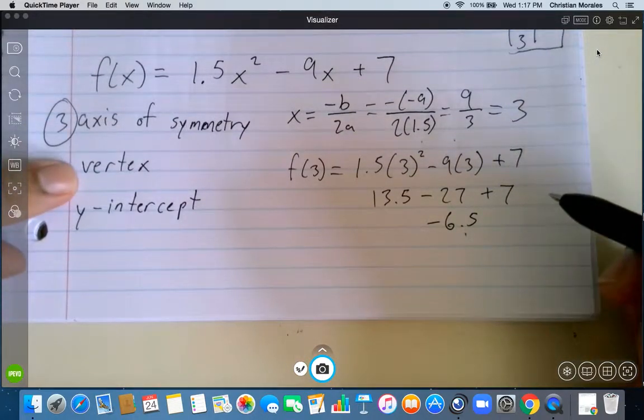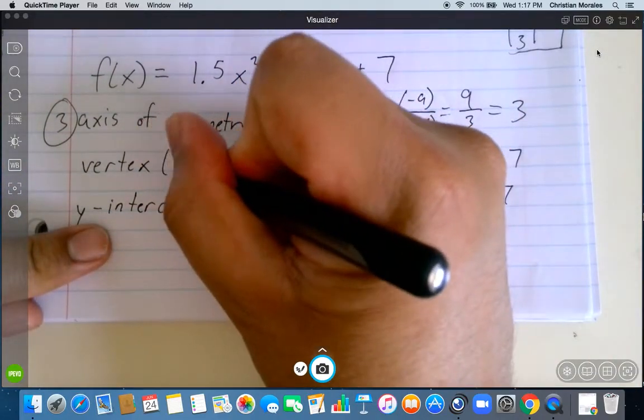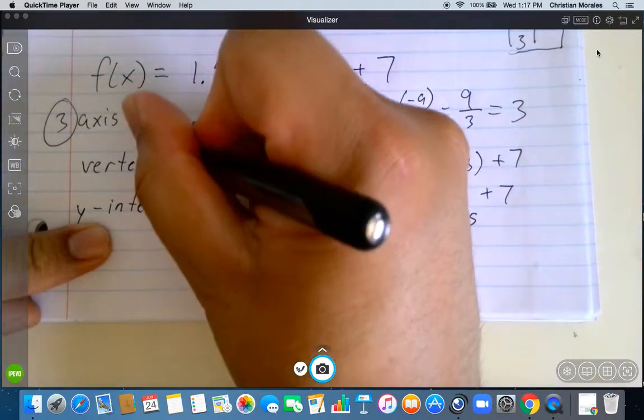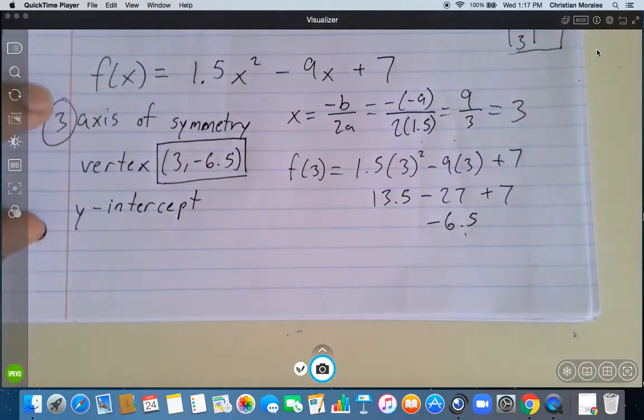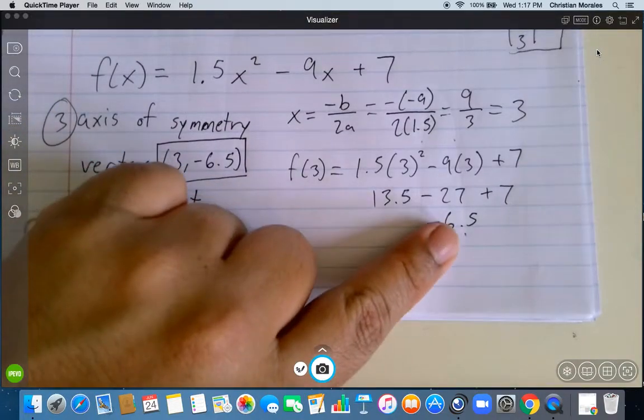So my vertex, now this is important. My vertex is going to be this, 3 comma negative 6.5. So you see the axis of symmetry is part of your vertex. It tells you where that point is in the middle.